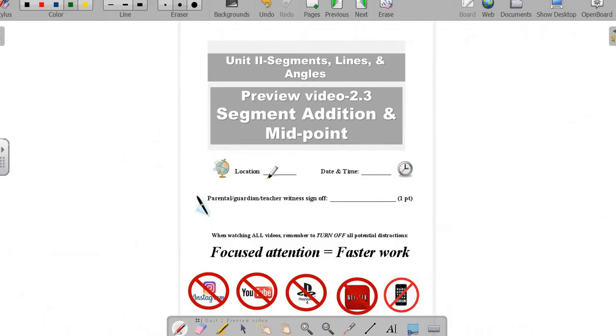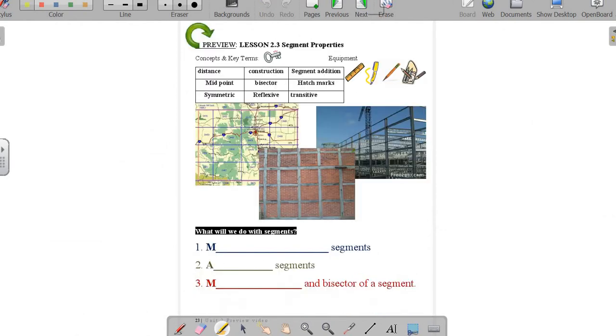Alrighty, students, we are right here, lesson 2.3. Remember to get a parental sign-off. We're dealing with properties of segments. So far, we've learned about the tilt of segments, which is slope, the middle of segments, midpoint, and then we've talked about the length of segments using distance. This lesson, we're going to talk about how to measure segments, add segments, and we're going to talk about something called the midpoint and bisector of segments.